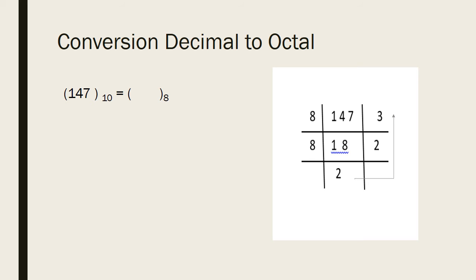Divide the number 18 by 8. 8 times 2 is 16. Now you get 2 as a remainder and 2 as a quotient. The quotient you have to write right under 18 and the remainder on the right hand side. Now read the numbers from down to top. You have 223. Now this 223 of the octal number system is equal to 147 of decimal.